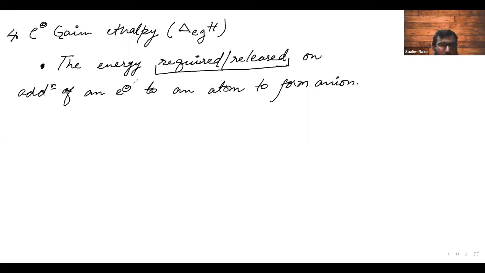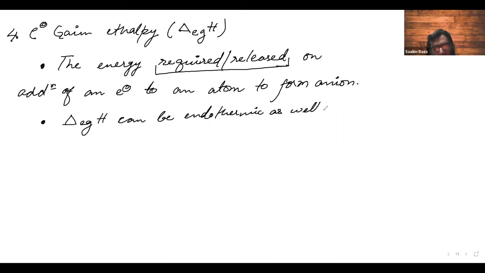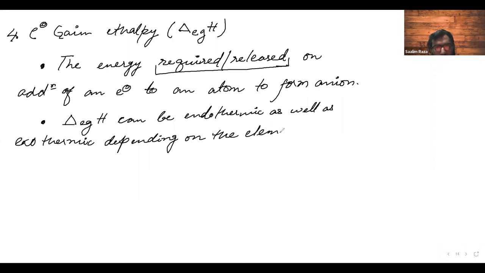Now, what does this mean? Required or released means that delta EgH can be endothermic as well as exothermic, depending on the element.